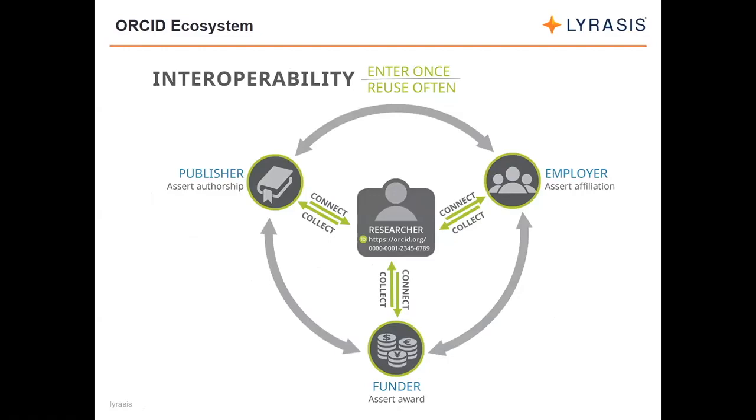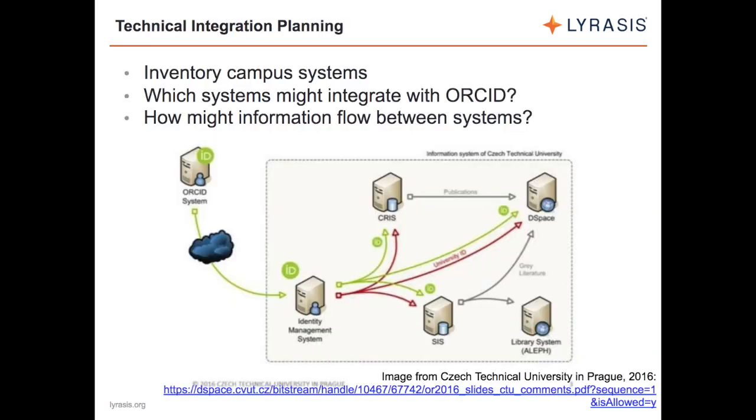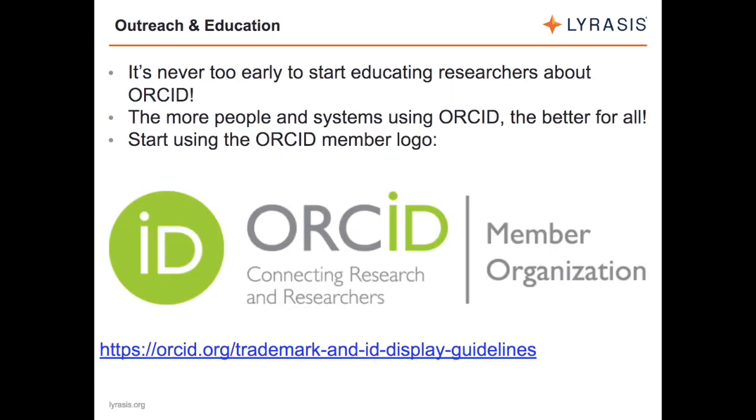Effective ORCID adoption requires three equally important components: stakeholder support, partnering with internal stakeholders at your institution to make decisions about how to get the most value from ORCID; technical integration, configuring institutional systems to connect with the ORCID registry via the ORCID API; and outreach and education, encouraging individual researchers at your institution to register for an ORCID ID and use it whenever possible.